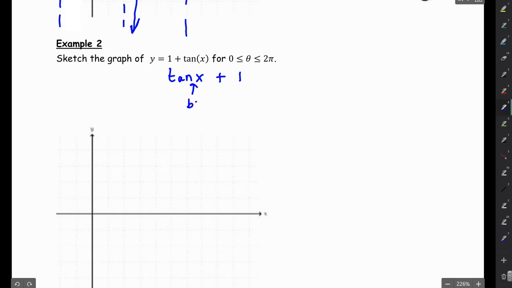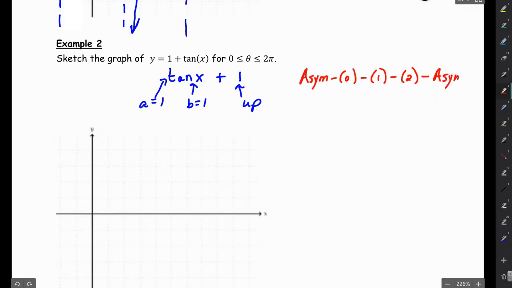So b is equal to 1, right? A is equal to 1. We have no horizontal translation. There's no phase shift. We're not going left or right because we don't have anything with our x value. But we do have this 1 on the outside, which means that our whole function is going to move up 1. So instead of it being asymptote, -1, 0, 1, asymptote, it's going to be asymptote, 0, 1, 2, asymptote. So let's write that down. And again, that's just because the entire function moved up 1.